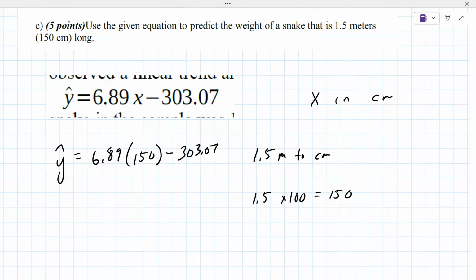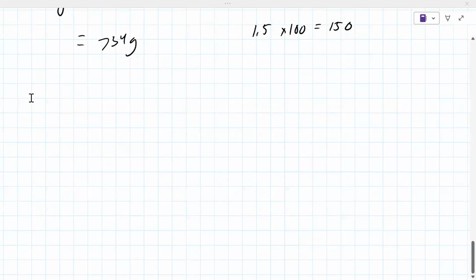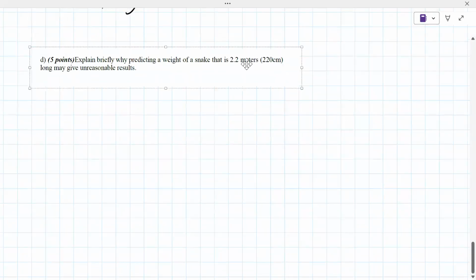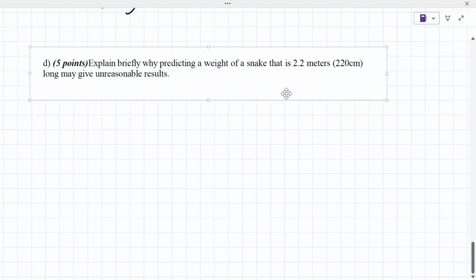Got 730.43, if that's correct. Okay. That's in grams. Yeah, probably reasonable. All right. The next question here says to explain briefly why predicting the weight of a snake that is 2.2 meters long may be unreasonable.